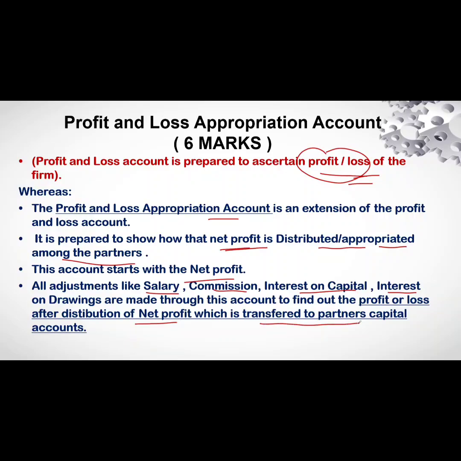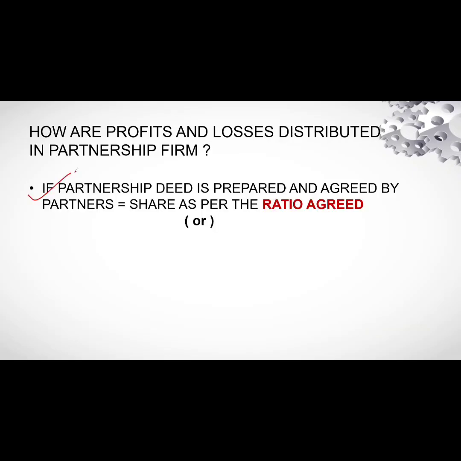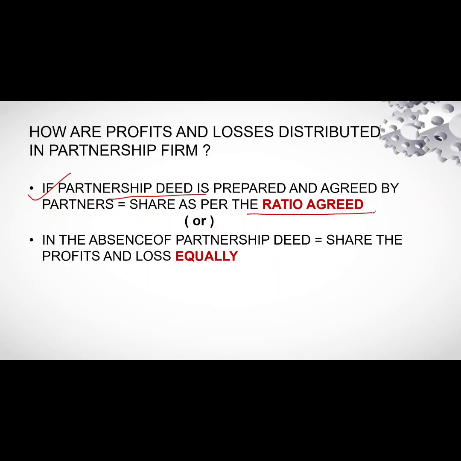So now let us see how the profits and losses are being distributed to the partners in the partnership firm. We have already seen that in the partnership deed, they have to mention how the profits and losses have to be distributed. So if in case the partnership deed gives the ratio in which the profits and losses have to be shared, then in that case, the profit and loss will be distributed or shared among the partners in that agreed ratio. If it is not mentioned in the partnership deed, then in the absence of partnership deed, they share all the profits and losses equally among the partners.